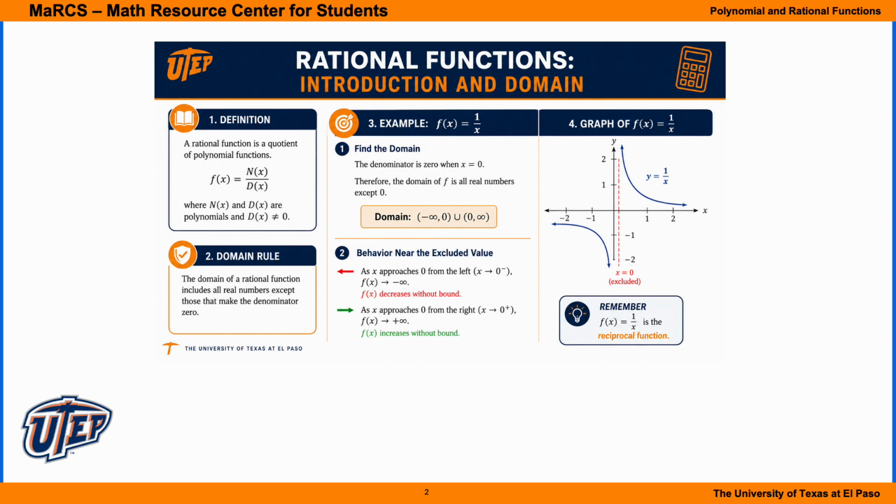So now we look at the behavior near the excluded value. For our case, that is 0. As x approaches 0 from the left, we see that f of x will go to negative infinity, so f of x decreases without bound. Now as x approaches 0 from the right, f of x goes to positive infinity, so f of x increases without bound. On the far right, here's the graph of f of x equal to 1 over x, and we see that the graph approaches 0 from both sides, but never touches it.